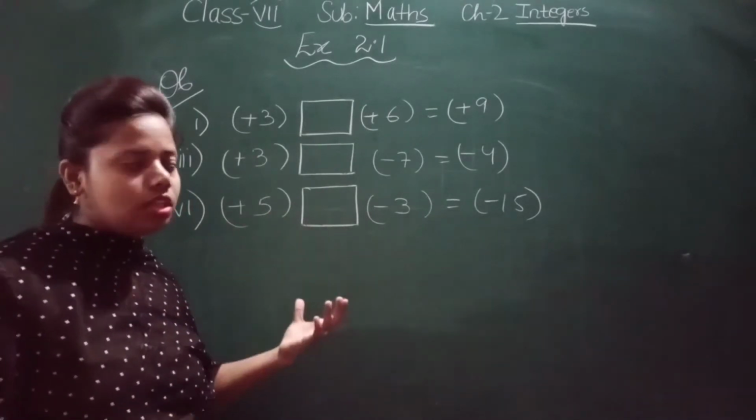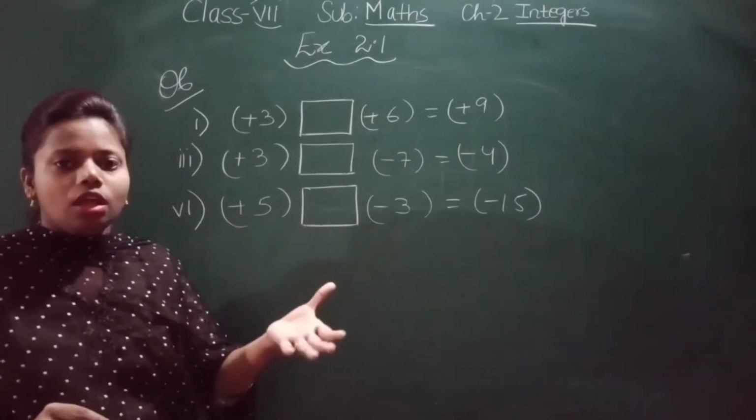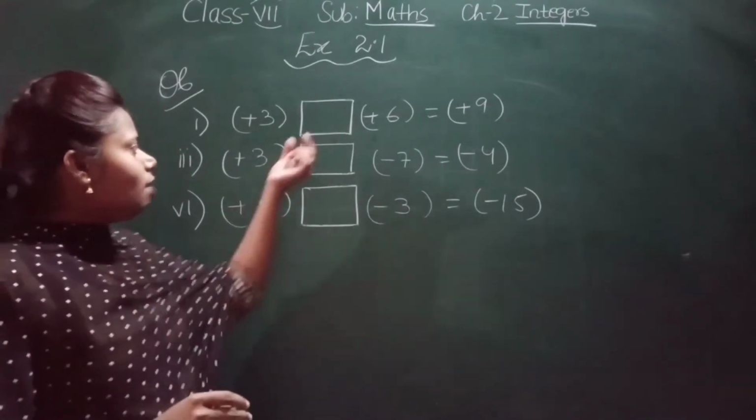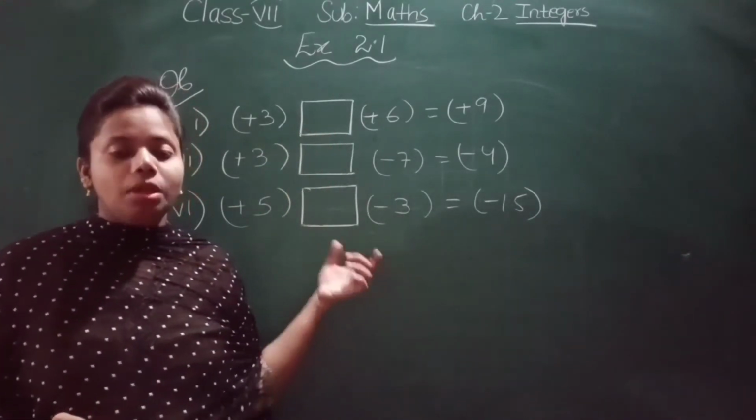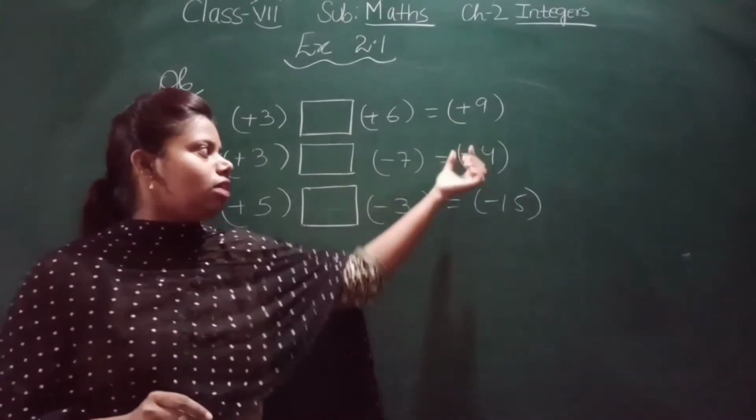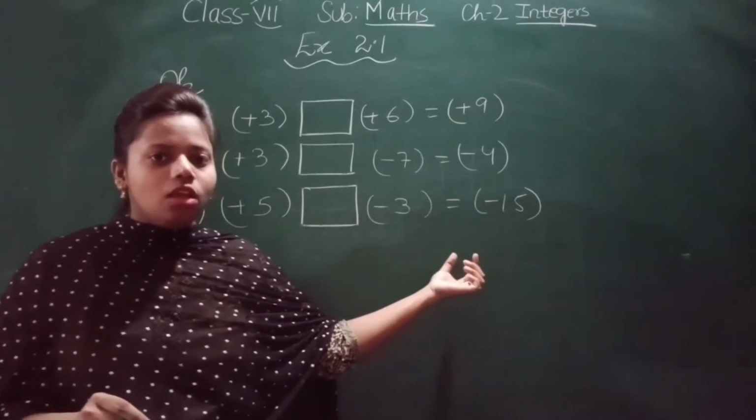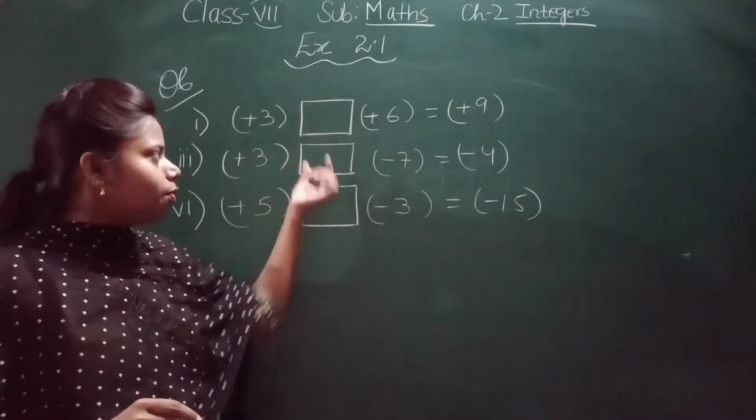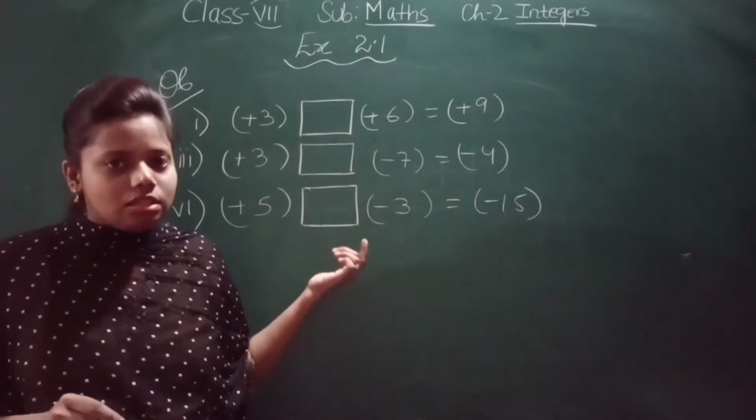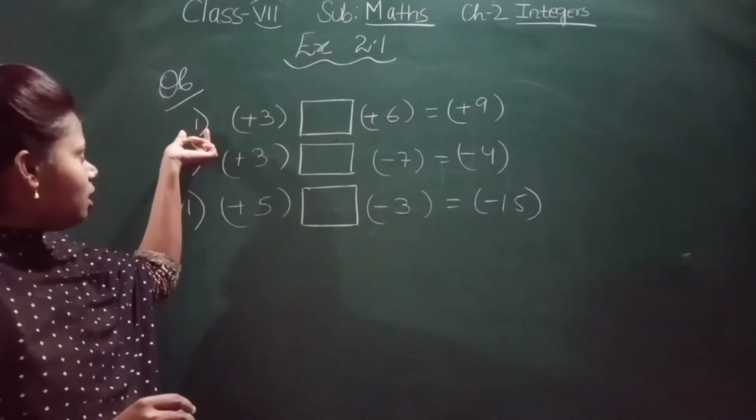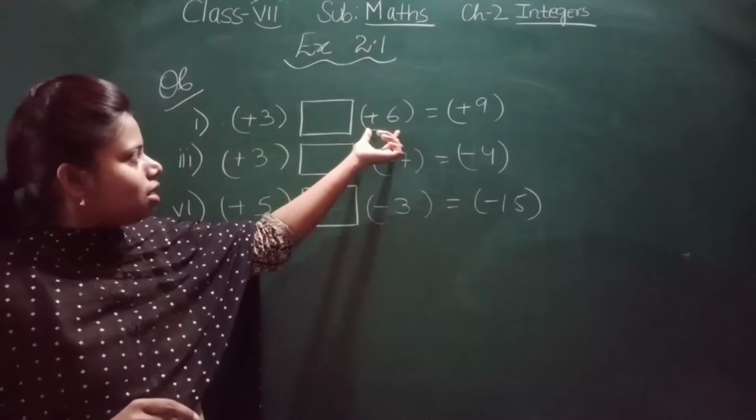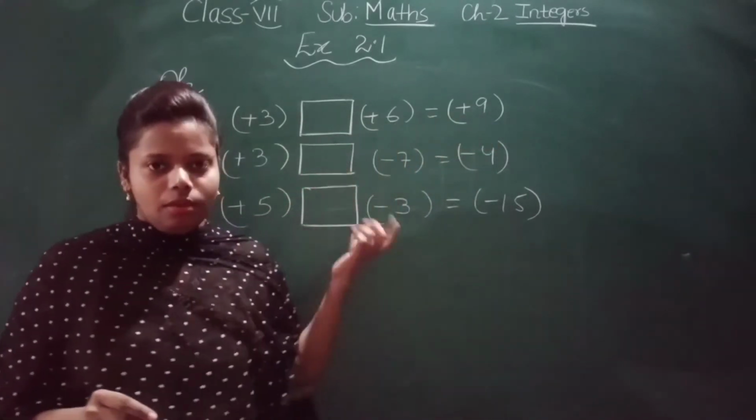Okay, few questions were there, so I have taken 3 questions to show you, so that you can understand how to do. So here we have to put the correct sign to make the statement true. They have already given us the answer. So by seeing the answer and this too, we have to put the correct sign. What will be the sign? So let us see question number 1, which is plus 3. What will be the sign? Plus 6, it gives plus 9.